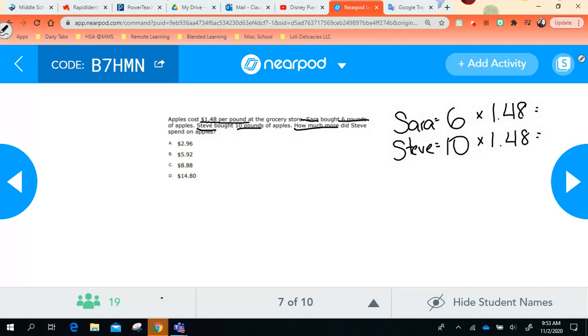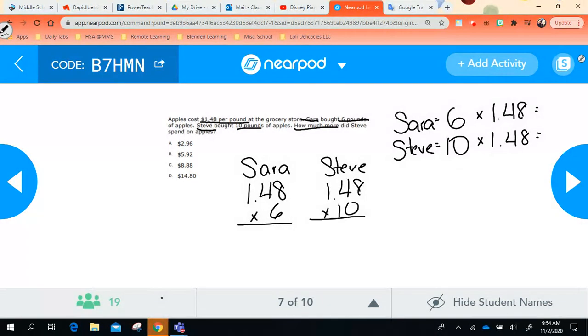Okay, so Sarah and Steve. So hice 1.48 por 6 y 1.48 por 10. So I see people using their sheet. That's good, good, good. Usen el papel. So si voy a hacer 8 por 6, busco 8 por 6.